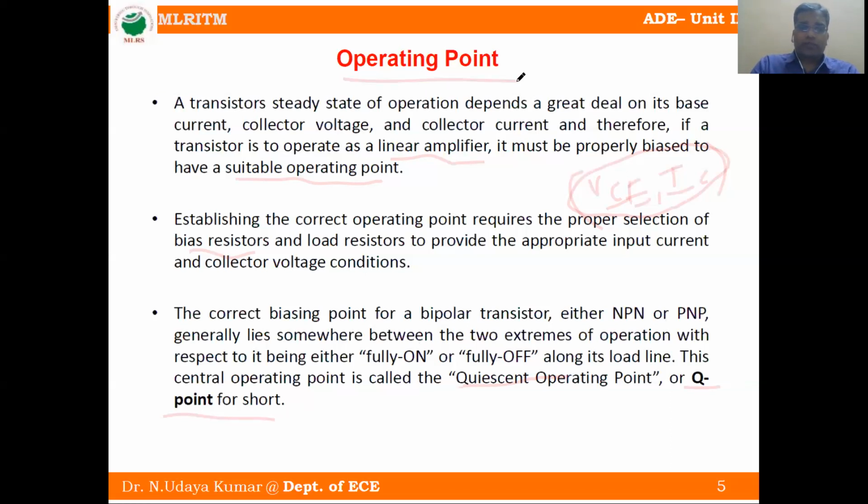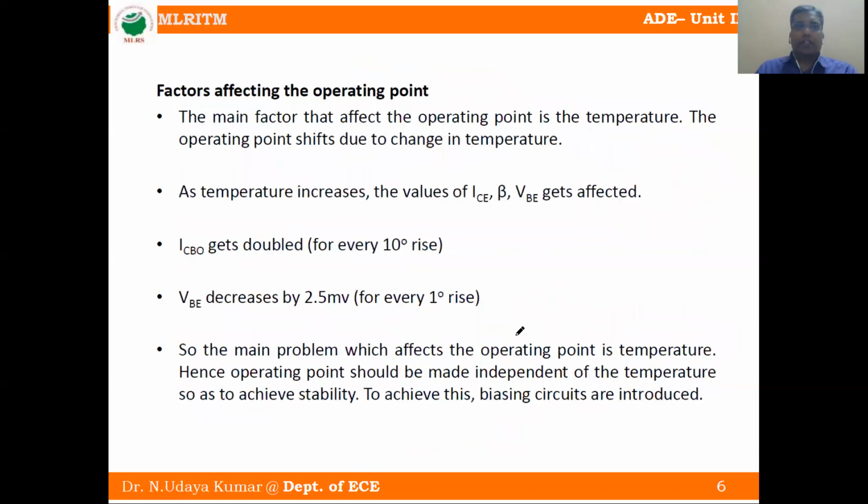For example, this is the transistor configuration, this is VCE, this one is IC. We want to select the operating point in the middle of the active region only. That is called the operating point, or quiescent point, or Q point. In short, Q point.